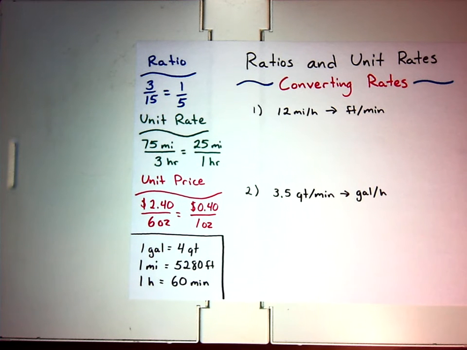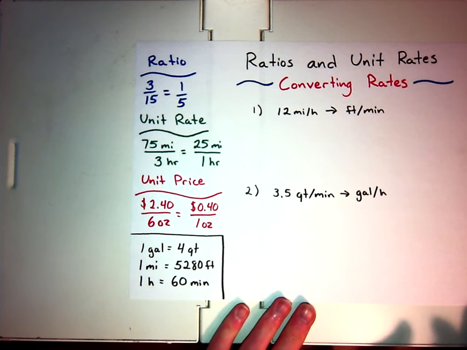Now, we're going to use these skills of ratios, and we're going to look at a couple of examples of converting rates. So, what happens when we have something like 12 miles per hour, but we want to know how many feet per minute we are traveling? Well, first of all, something I like to do is make a plan.